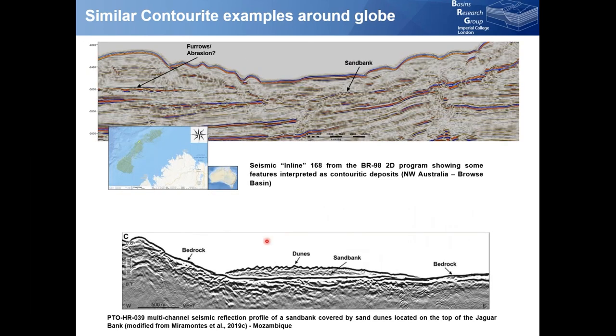And try to actually find the proper deposits. Here also from Miramontes in 2018, this is from Mozambique. They are showing here the sandbank and also some dunes. Here, as I was saying, we are seeing some abrasion and some similar things that we can call sandbank. This sandbank was shown before in the page description.